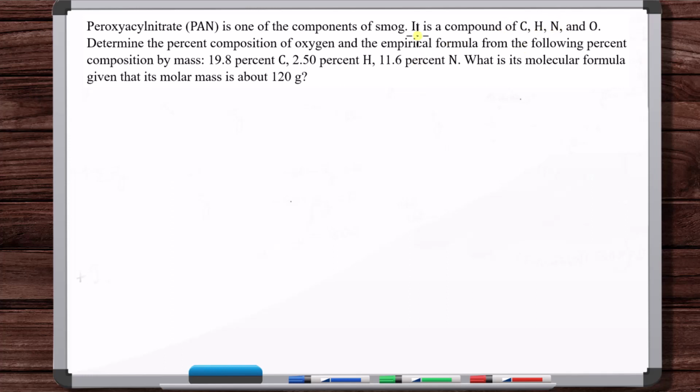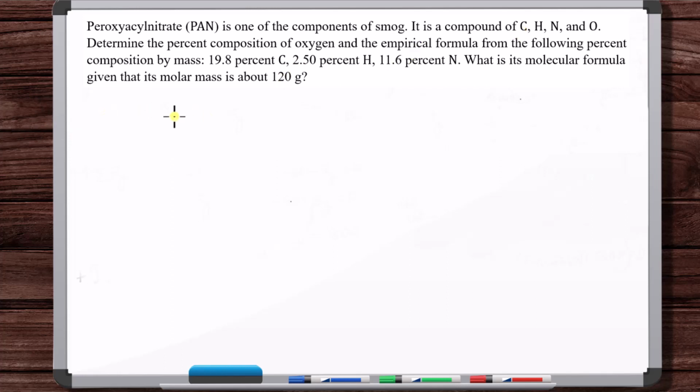Once you've got the percent as far as moles, then you can easily determine the empirical formula. And then I'll also show you, once you have the empirical formula, you can determine the molecular formula easily if you know an approximate estimate for the molar mass of the compound. And I'll show you how that works.